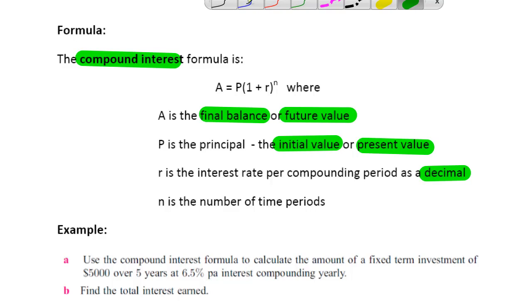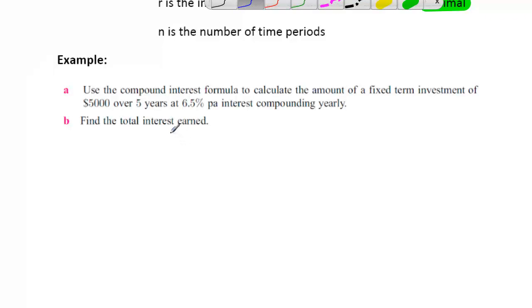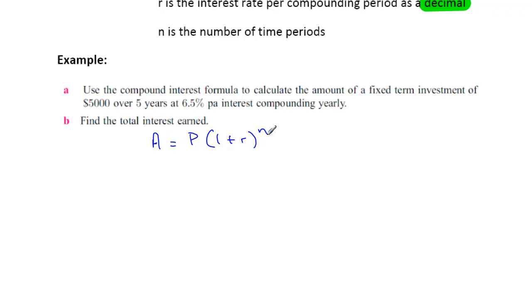We're going to do a quick example of this using the formula and make sure that you can see how it actually does work. So we start with the question: use the compound interest formula to calculate the amount of a fixed term investment, $5,000, 5 years, 6.5%, compounded yearly. Our formula is A equals P(1 + R)^N. Very important that you always write that down. So our P is $5,000. So let's put our $5,000 in here.